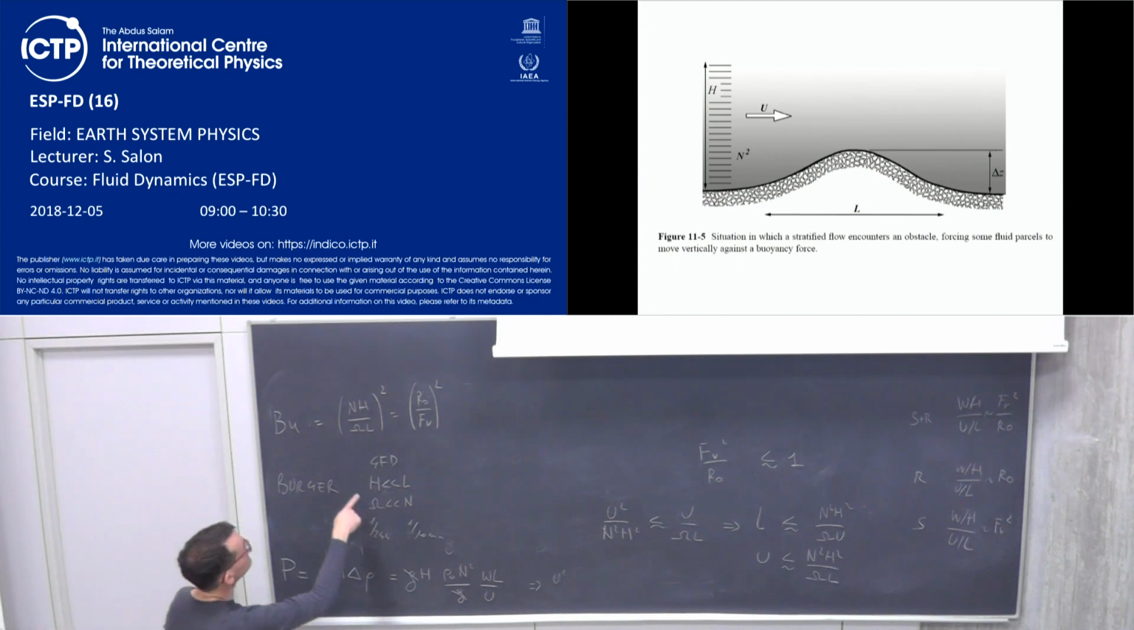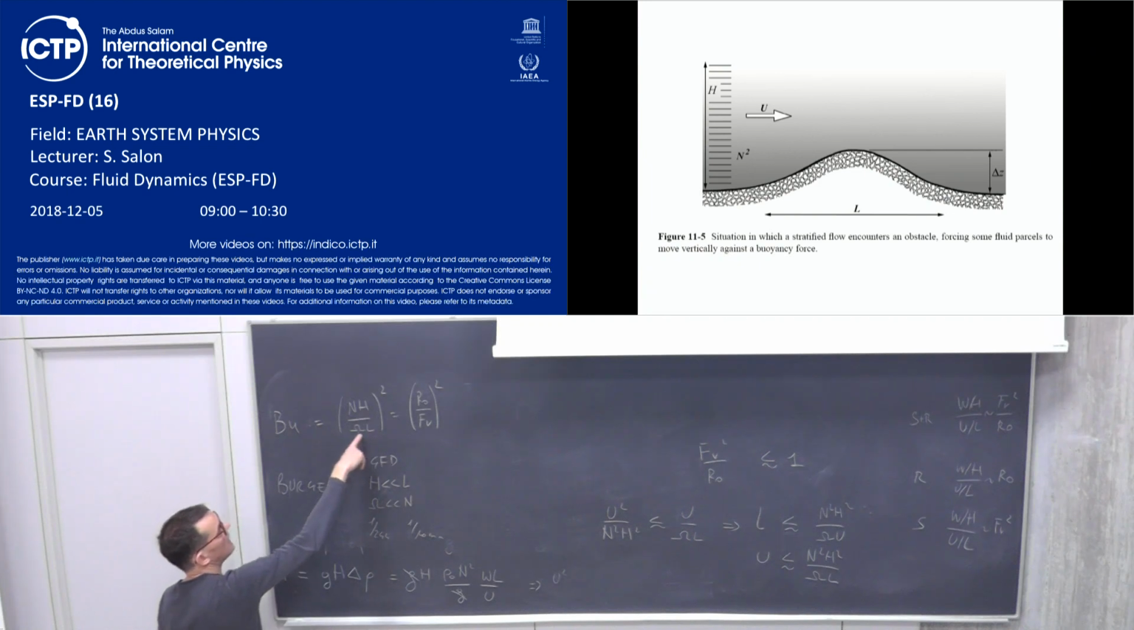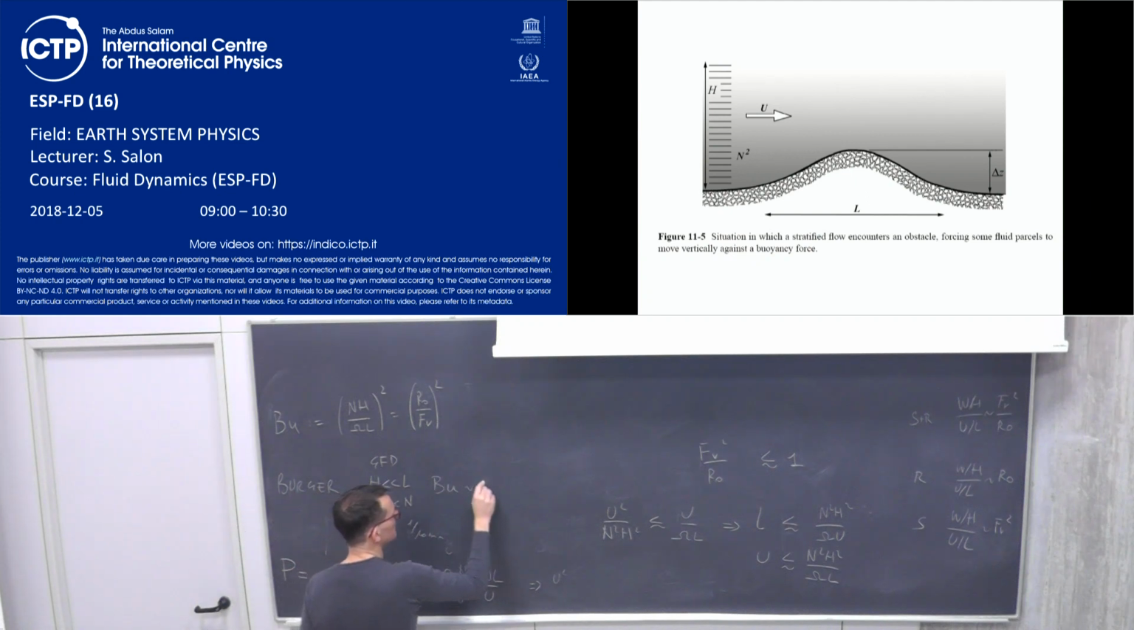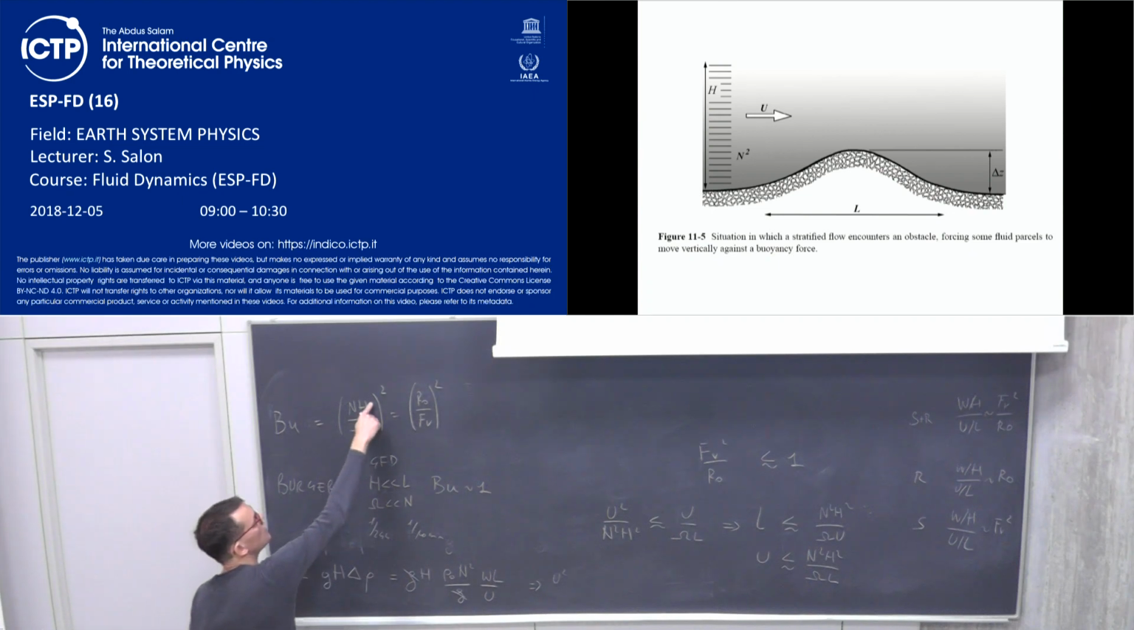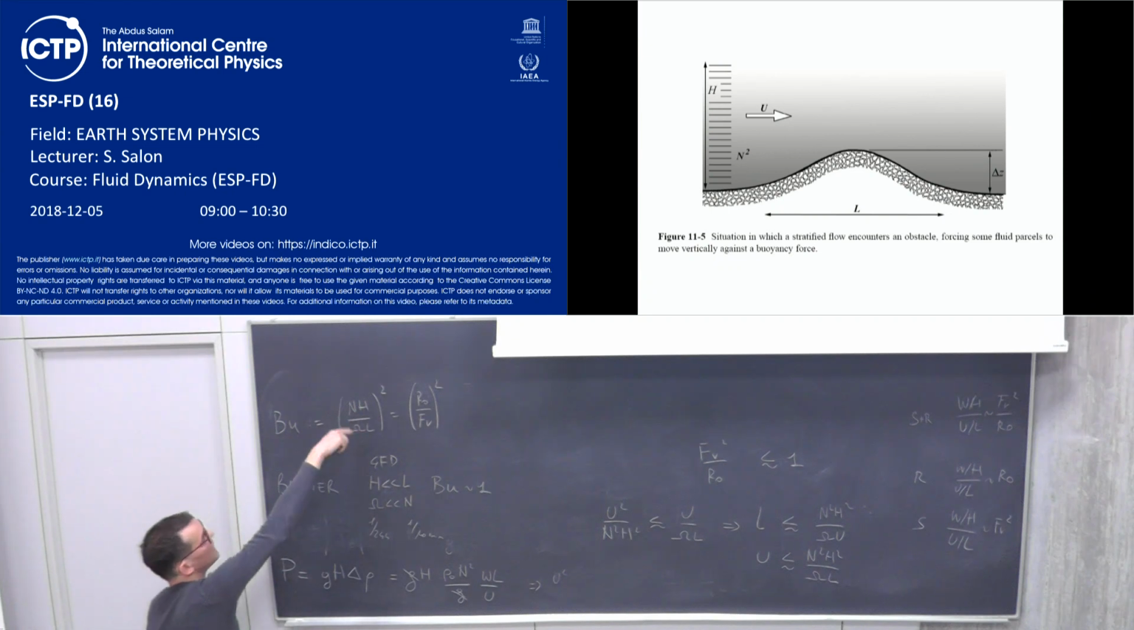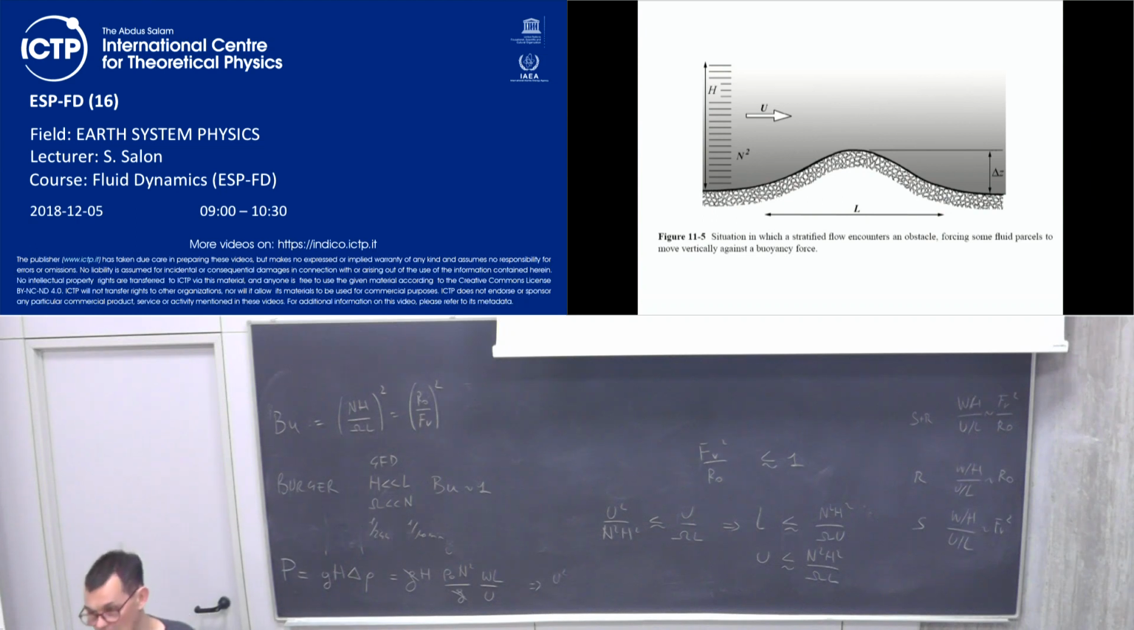So if you consider this, you can understand that if H is much smaller than L and omega is much smaller than N, we can actually have that the Burger number can be order of 1. Because if this term is much smaller than this, and this is much smaller than this, there is a possibility that the numerator and the denominator have the same order of magnitude, so we can have Burger number order of 1.